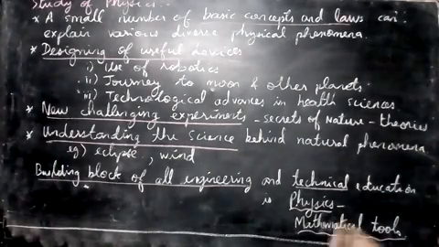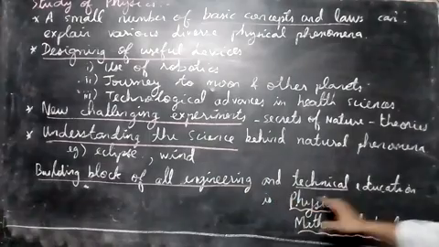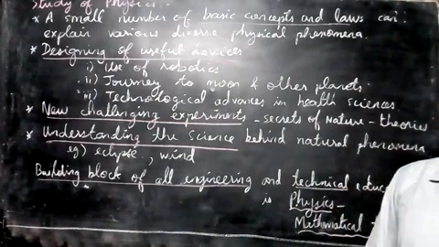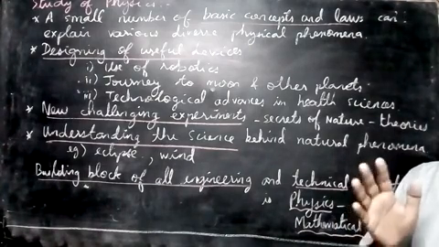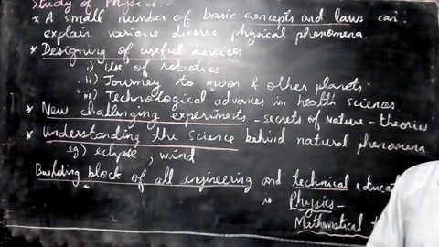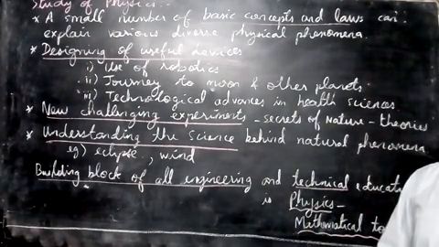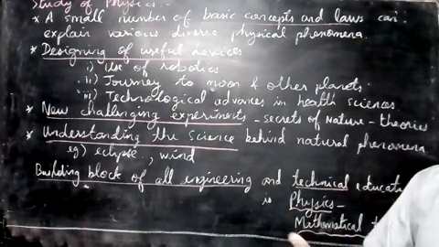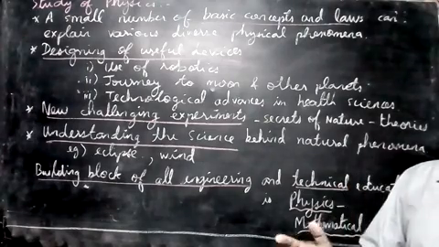The next one is very important nowadays. The building block of all engineering and technical education is physics, and it uses mathematical tools. To go for engineering or any other technical education, you must learn physics. Only with the help of basic concepts of physics can we understand the things in engineering. Physics is a basic thing for engineering, and we use mathematical tools to express the ideas in physics. That is very useful in physics and in engineering also.